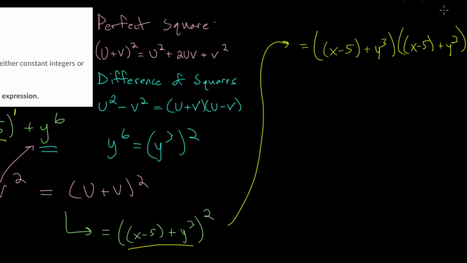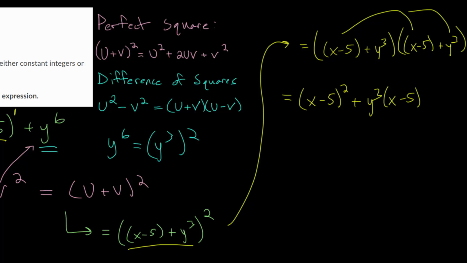So multiplying this out, we're just going to use distribution. We're going to multiply x minus 5 into both of these. So x minus 5 times x minus 5 we'll just rewrite as x minus 5 squared. And then we have x minus 5 times y to the third. So I'll write that as y to the third multiplied by x minus 5. And then we distribute the y to the third to both of those. So we get y to the third times x minus 5. So we end up with that same expression, the same term as the one before it. And then y to the third times y to the third we'll just write as y to the sixth.